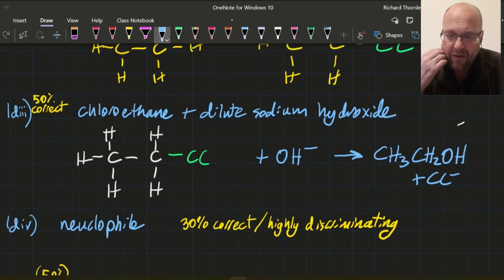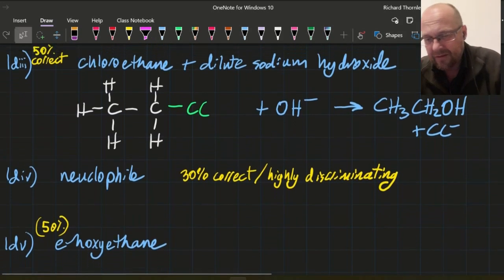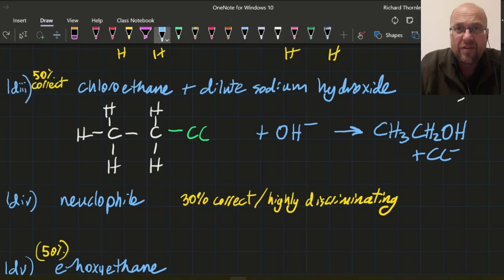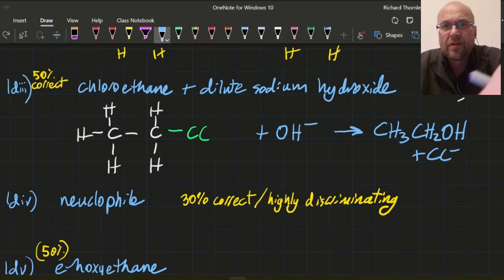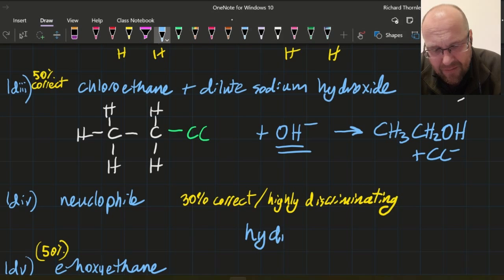The next question, what's the nucleophile? Highly discriminating. Only the smarties got it right. Well, you've only got 2 choices. It has to be either that or that. So let's think of the word nucleophile. Nucleus is positive and phile is love. So something that loves positives. So what loves positives is going to be negatives, isn't it? And so it's going to be the hydroxide ion. And that's the correct answer, the hydroxide ion.